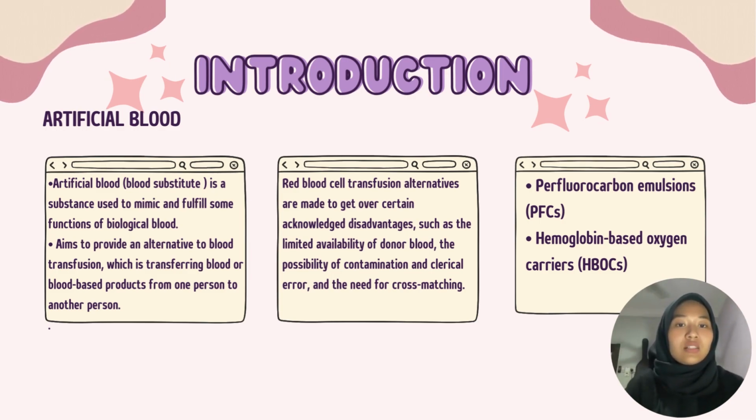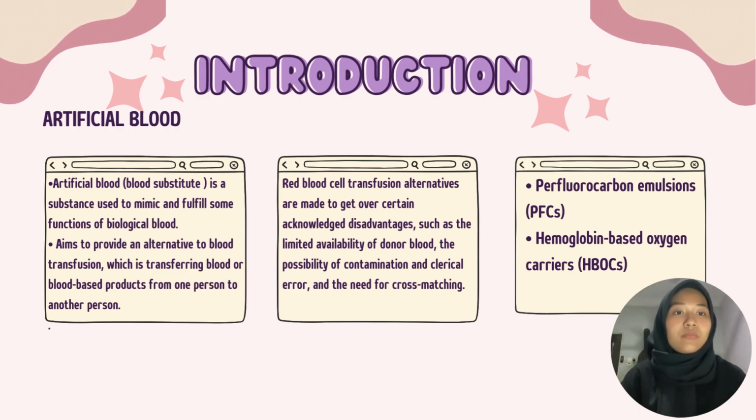Artificial blood could be a life-sustaining measure, especially in times of serious blood loss during large disaster. However, the products in development right now could not carry out secondary functions of blood, such as fighting infections. There are several reasons why the scientific community is working on developing artificial blood to use instead of real blood. Next, the red blood cell transfusion alternatives are made to get over certain acknowledged disadvantages, such as the limited availability of donor blood, the possibility of contamination and clerical error, and the need for cross-matching.